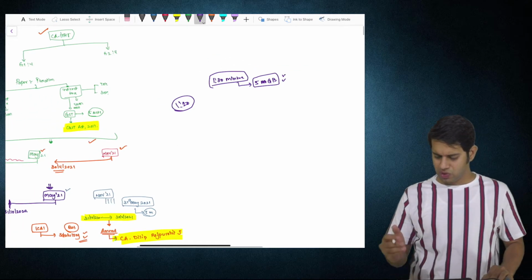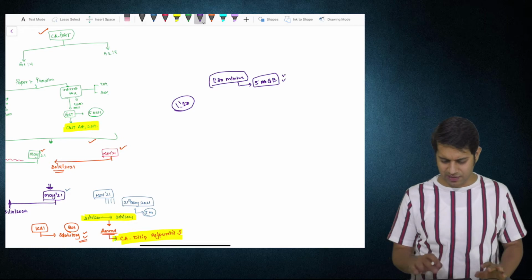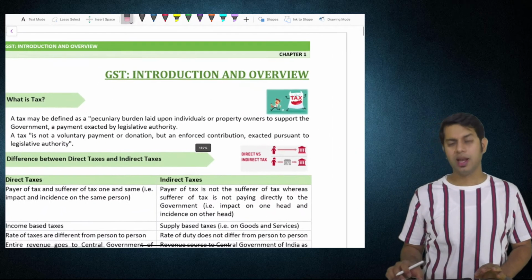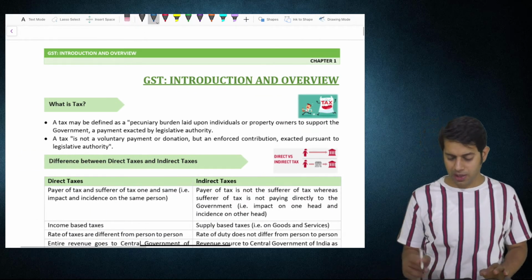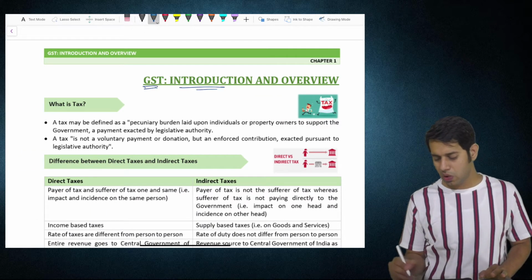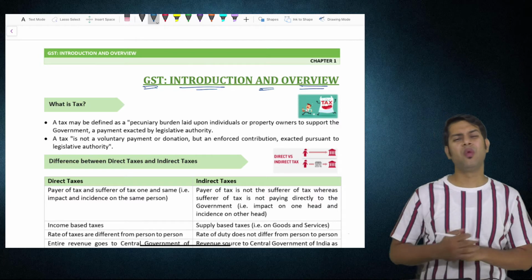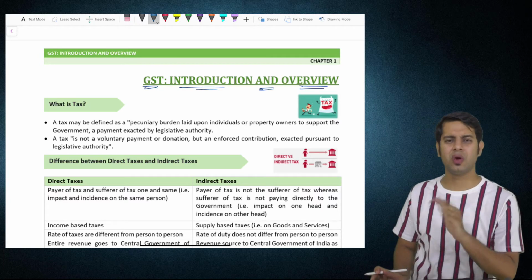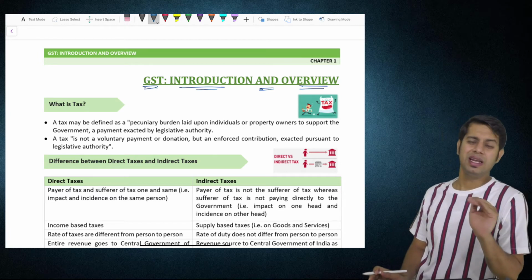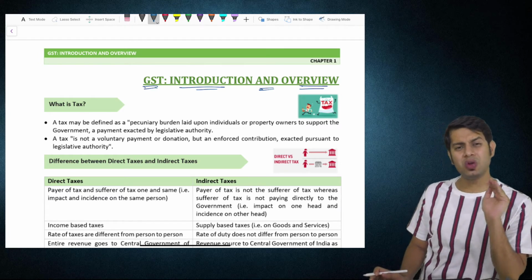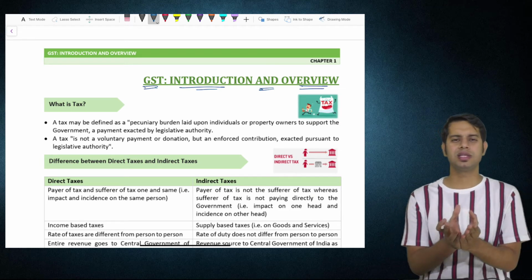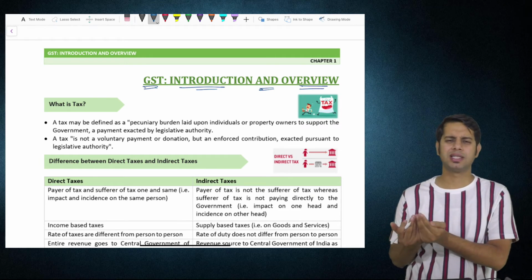Okay, so with this brief introduction, let us straight away start our discussion on GST. Let us start our discussion on chapter number 1, GST, Introduction and Overview. Sir, what is GST, sir? Sir, before that, tell us what do you mean by indirect tax? Sir, what is indirect tax? Sir, before that, tell us what do you mean by tax, sir? We are new to this word of taxation. Please tell us what do you mean by tax?